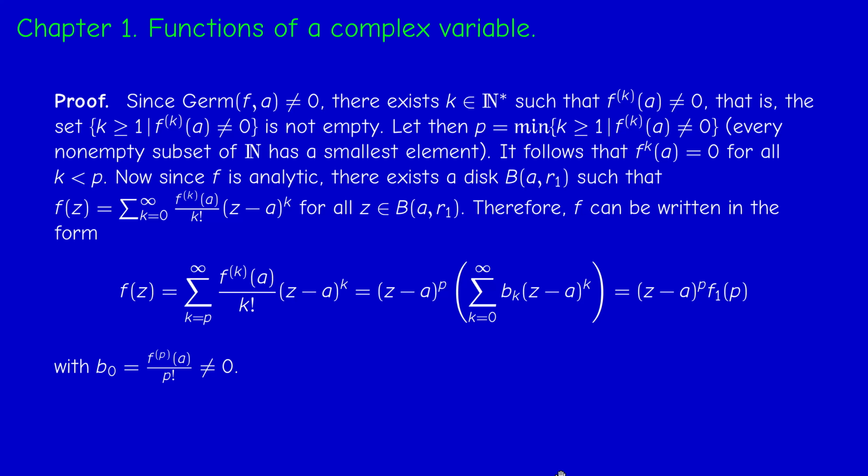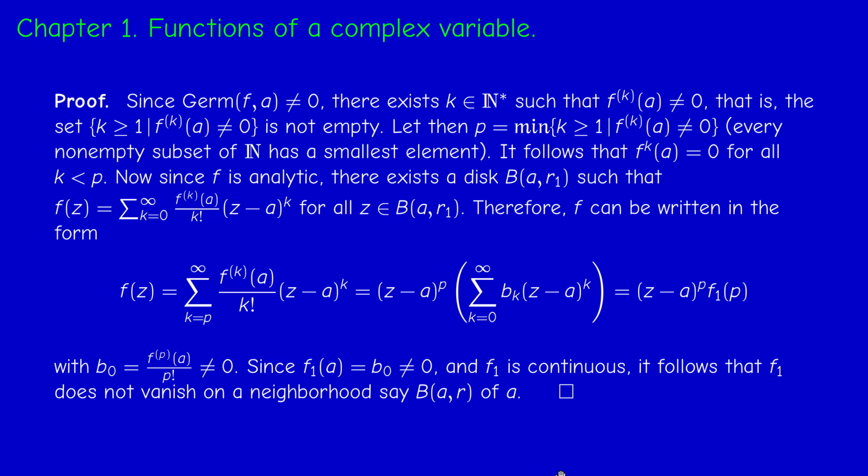So if F1 of A does not vanish, F1 does not vanish on a neighborhood that I call B-bar of it. What does this mean? It means that on B-bar, A is the only 0, the only root of F. There are no other roots inside the small disk. And this is the statement of the theorem.